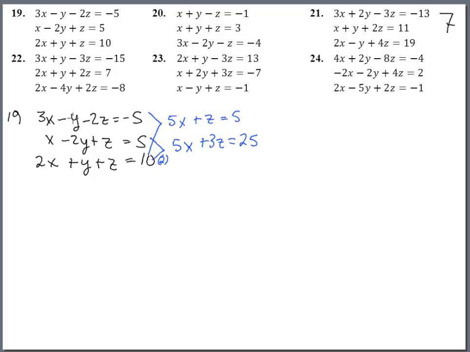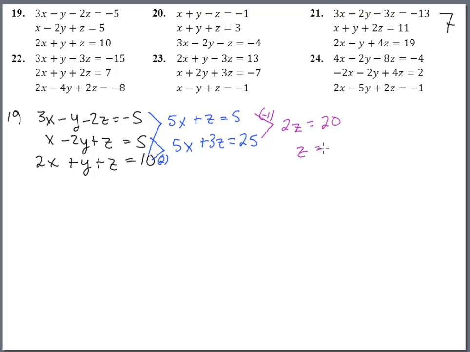Now, we just got rid of a y in 2 different ways. We now have 2 equations and 2 variables to solve for. So, let's do it one more time. The x's look very well set up to just times this guy by a -1 and then add them. So, negative 5x and 5x go away. Negative z and 3z is 2z. And negative 5 and 25 is 20.